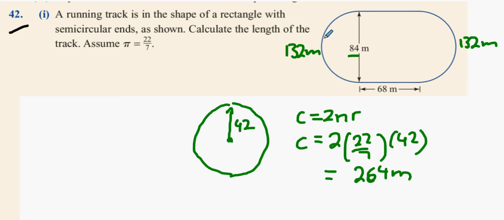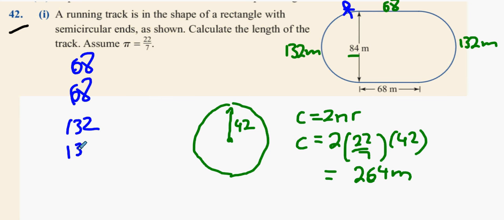Am I right? Alright. What's the length of the lap then? You run around, you do 132, you do 68, you do another 132, then you do another 68. So it's 68 plus 68 plus 132 plus 132. Anybody got the answer for me? 400 meters. Just like the Olympics. You run one lap, you generally run 400 meters. How many people got that one now?